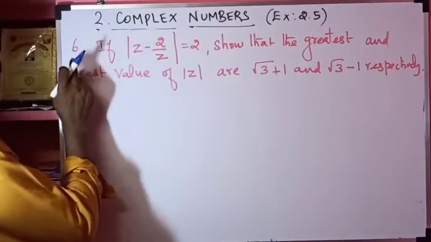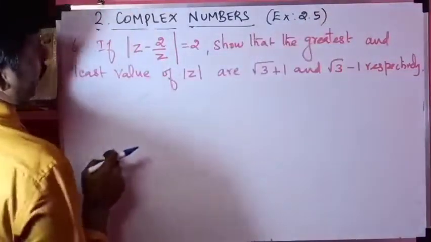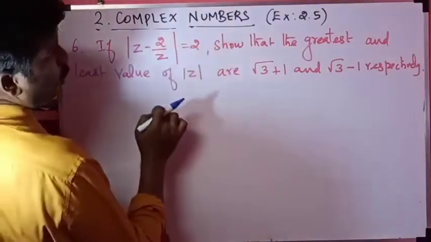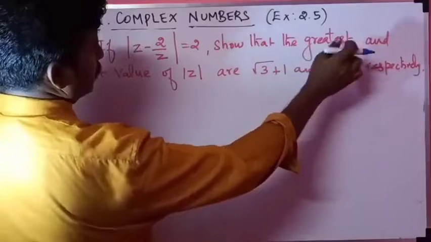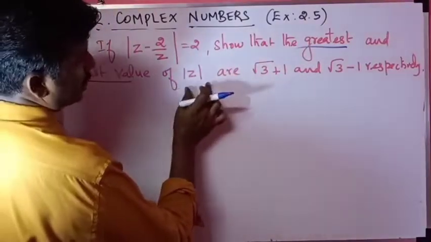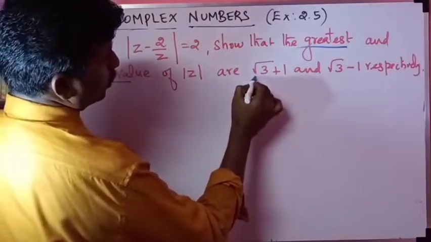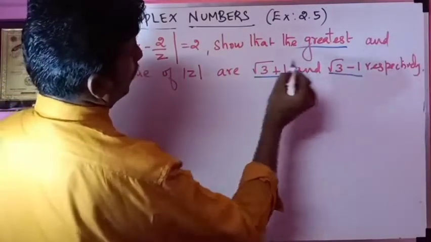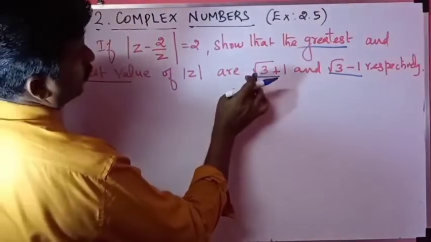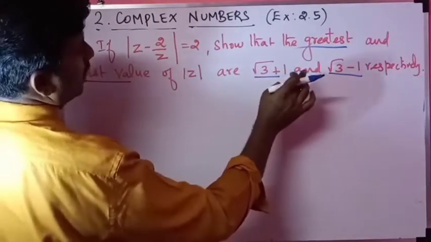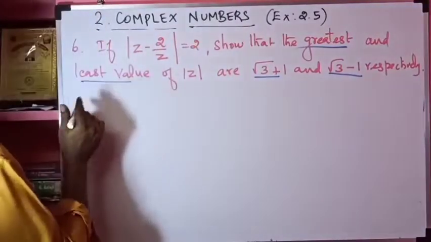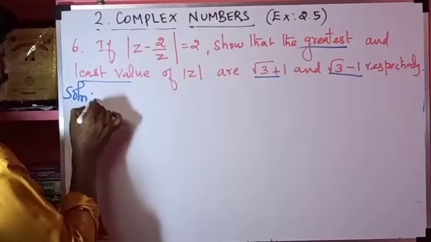See the sixth problem in exercise 2.5. If modulus z minus 2 by z is equal to 2, show that the greatest and least value of modulus z are root 3 plus 1 and root 3 minus 1 respectively, right? Now the greatest value is root 3 plus 1, we prove that. The least value is root 3 minus 1, we prove that, isn't it? So see the solution. Listen carefully.